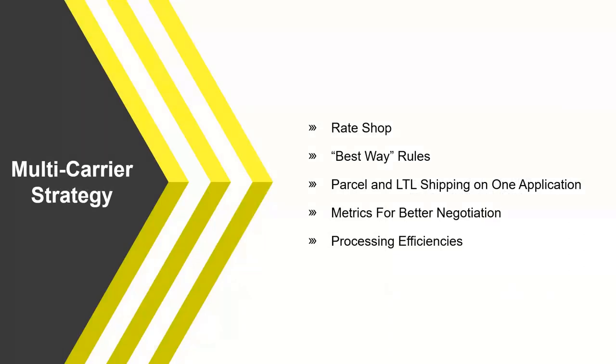Again, when we look at a multi-carrier strategy, what are we looking for? We're giving you the ability to rate shop, and rate shopping can be done multiple ways. Individually, meaning click a button and get a best rate. We can set up rules where we can identify certain shipping lanes by what's going to be the quickest transit time that's going to offer you the best rates.